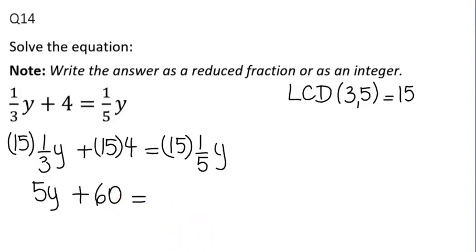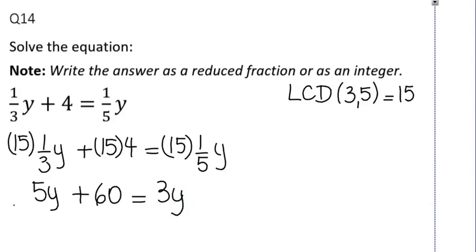What is this number here? What is 15 times 1/5? Huh? 3y. This is the number 3 because this is 15 times 1 over 5. 15 divided by 5 is 3. Then this is 3y. So pay attention how much easier this is.